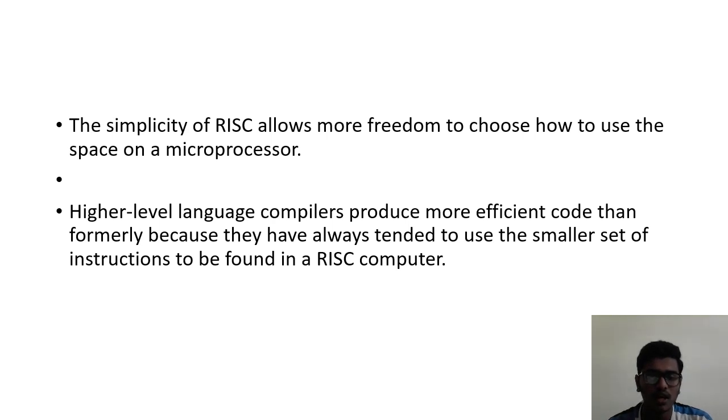The simplicity of RISC allows more freedom to choose how to use the space on a microprocessor. Higher level language compilers produce more efficient code than formerly because they tend to use the smaller set of instructions found in a RISC computer. So this slide says that higher level language compilers produce more efficient code, because they use the smaller set of instructions found in a RISC computer, which helps faster compilation.